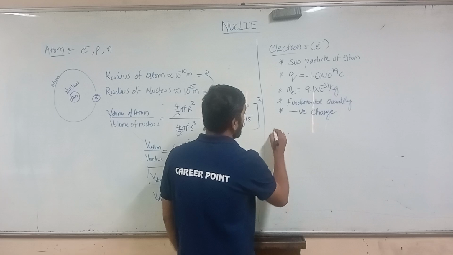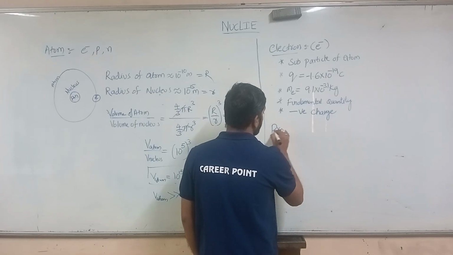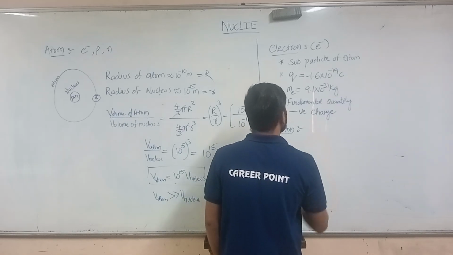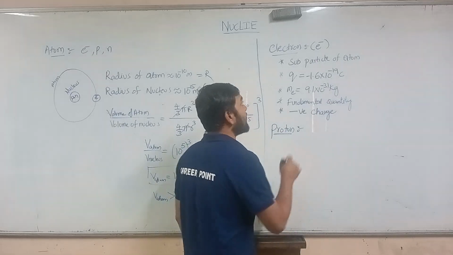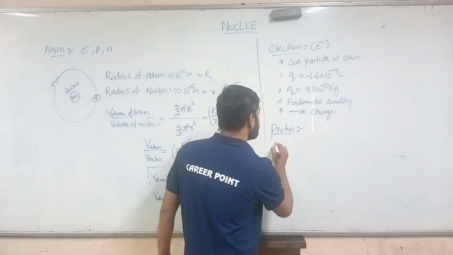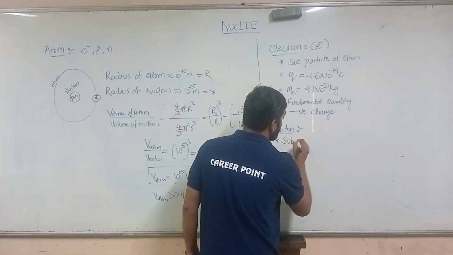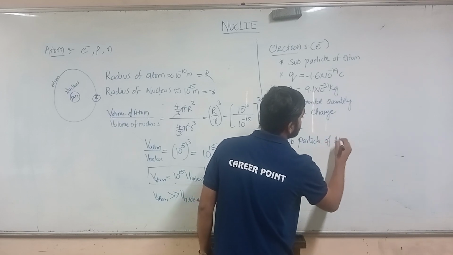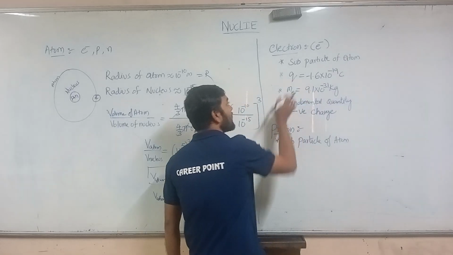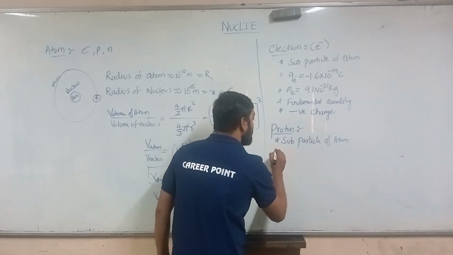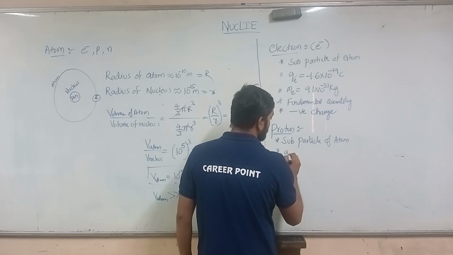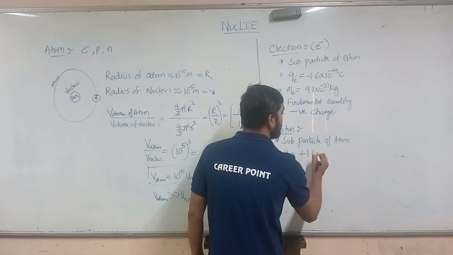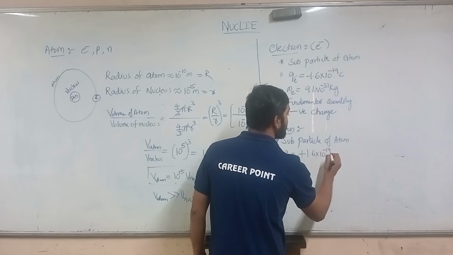Next we see the proton. The proton is also a subparticle of the atom. And here we have the charge of the electron, and here the charge of the proton. The charge of the proton is equal to plus 1.6 into 10 to the power minus 19 coulombs.